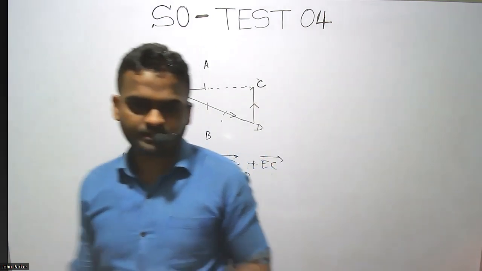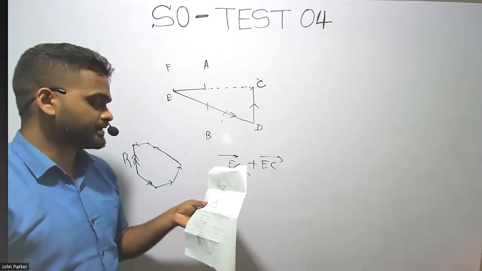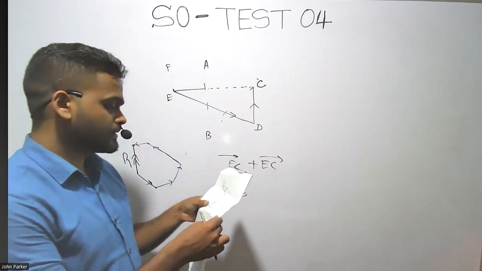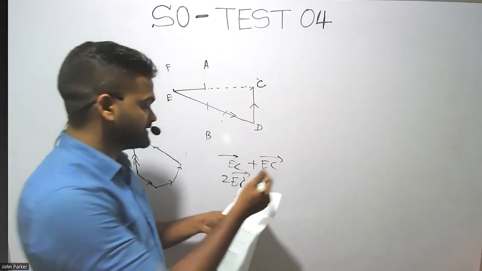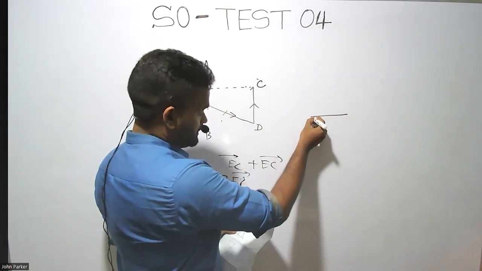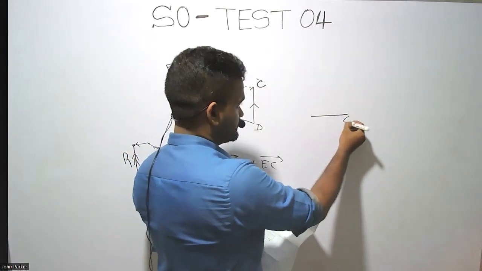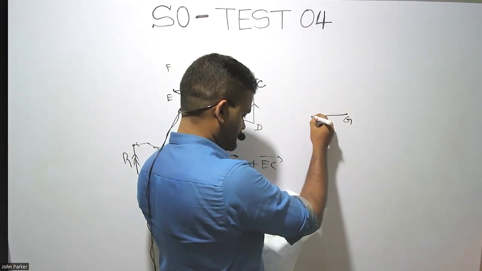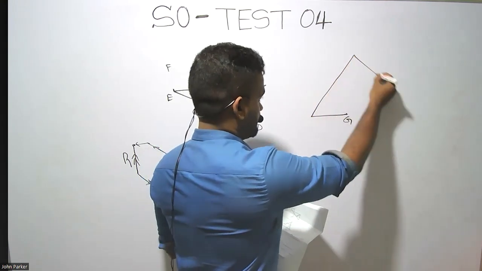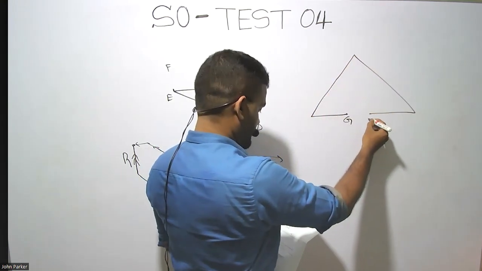So for the ninth one as well, you have to follow the same method. You can clearly see one set of vectors starts from G and ends at F.